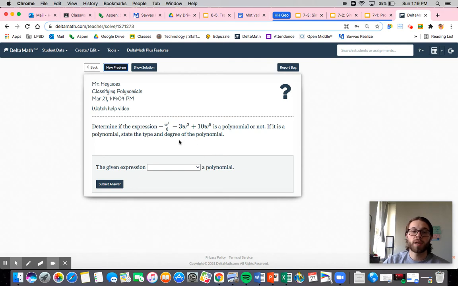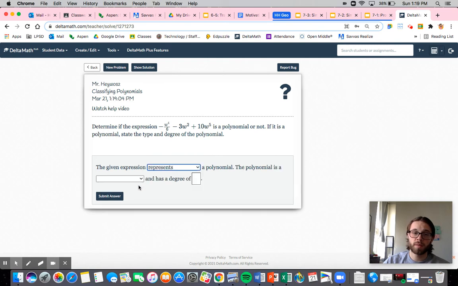All right, so determine if the expression is a polynomial or not. If it is, state it. Okay, so this 6 is in the denominator, but that's fine. We just can't have a variable down there. So we have 1, 2, 3 terms, so it is a trinomial, and it has a degree of what's the largest. We have 4, 2, 5, so 5.